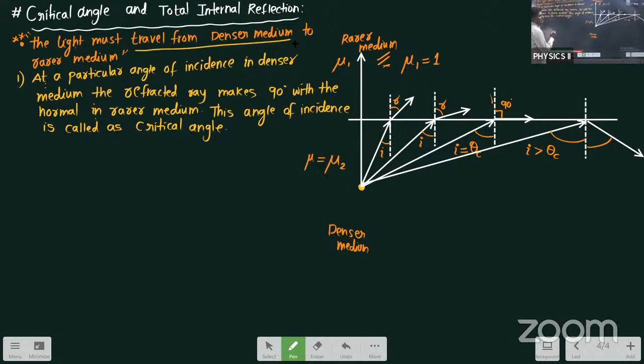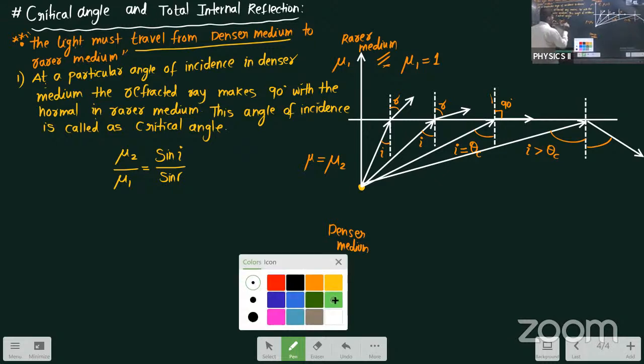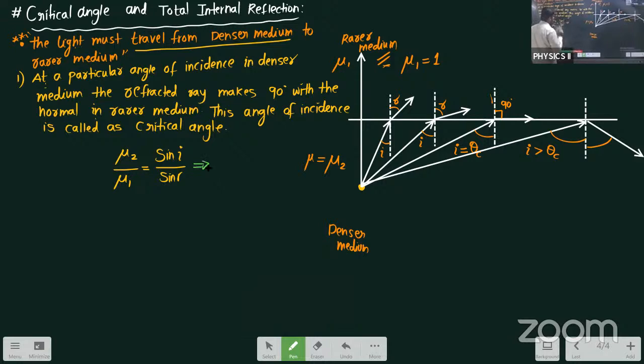Now we are aware of Snell's law. What is Snell's law? Mu2 divided by mu1 is equal to sine i divided by sine r. See here, let me take the refractive index mu2 equal to 1, and the refractive index mu1 equal to mu.